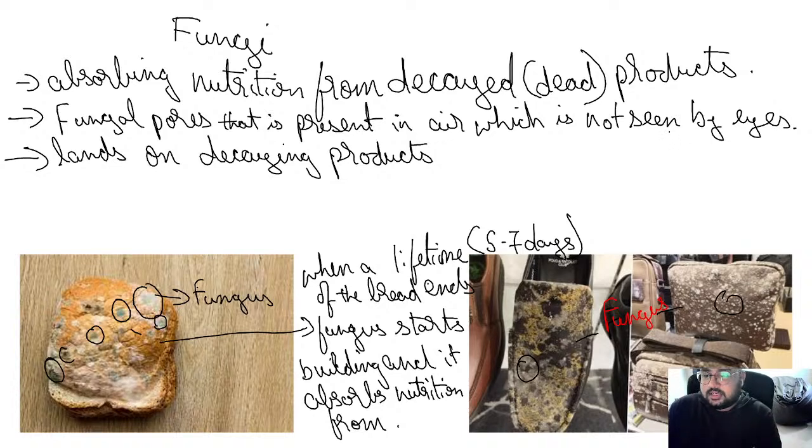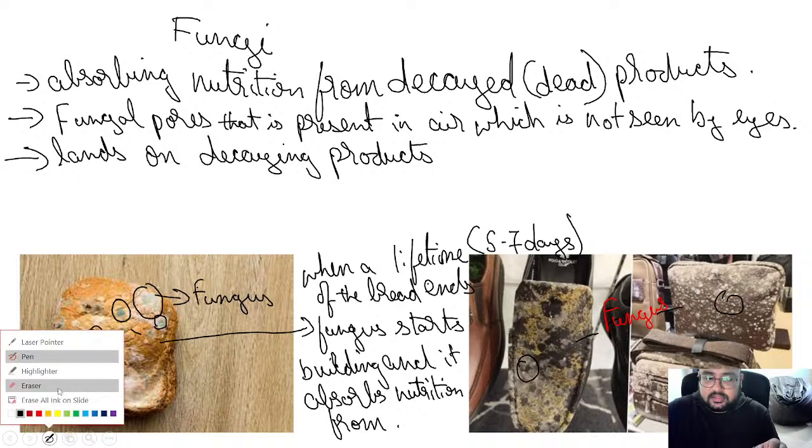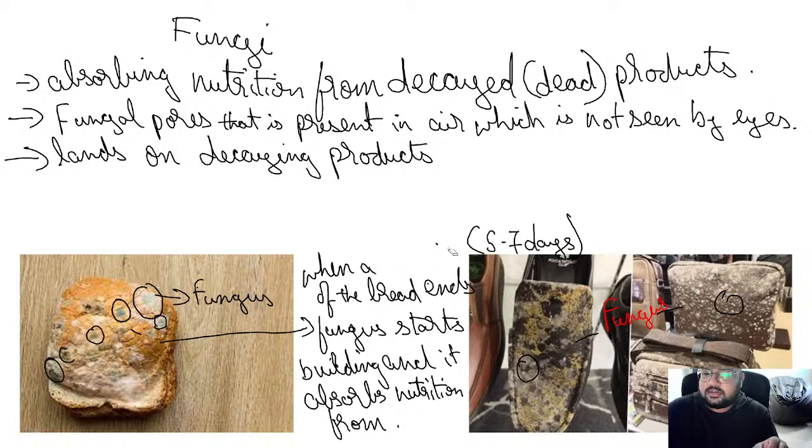Now, for example, just think you keep the bread on a table, and the lifespan of the bread ends. From the very next day after the lifespan ends, you can see fungus building on it. It is present everywhere in the air. Once it sees the decaying products, it comes and settles on them and starts building on them. Am I clear, students? Have you well understood?